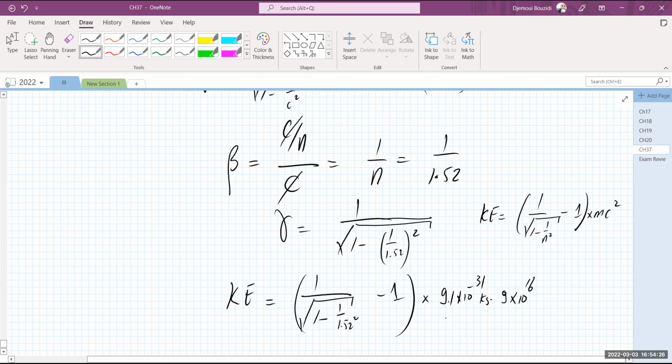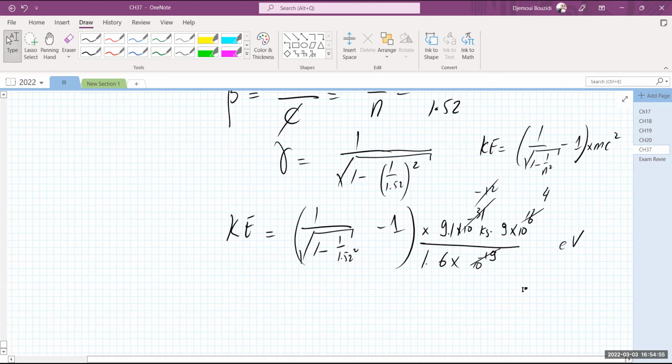And they want this to be expressed in electron volts. So electron volts, that means I have to divide by 1.6 times 10 to the negative 19, and that will give me electron volts straight out, okay? So negative 31 and negative 19 is negative 12, and positive 16, that's positive 4. And the answer is going to be in eV, not in MeV, okay? Electron volts, not in joules either.